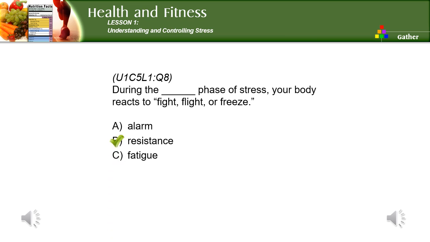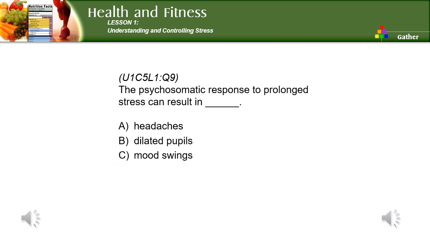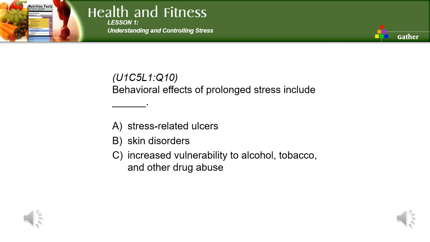The answer is resistance. The psychosomatic response to prolonged stress can result in blank. Is it headaches, dilated pupils, or mood swings? The answer is headaches. Behavioral effects of prolonged stress include blank. Is it stress-related ulcers, skin disorders, or increased vulnerability to alcohol, tobacco, and other drug use? The correct answer is increased vulnerability to alcohol, tobacco, and other drug abuse.